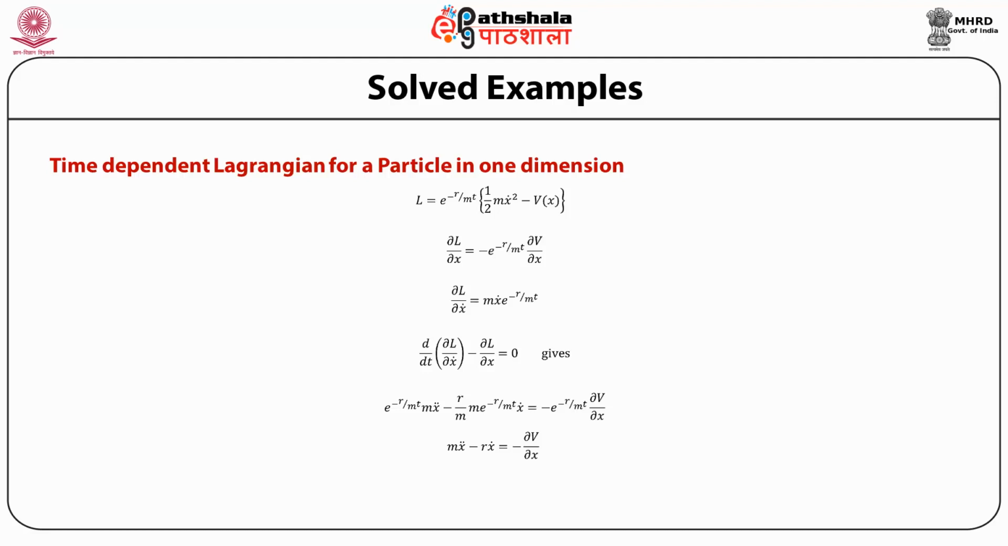And we can cancel out the common factor exponential of minus gamma by m t and the equation becomes m x double dot minus gamma x dot is equal to minus dV by dx, which you can recognize is the equation of a damped driven oscillator. So dV by dx is the force which is driving the oscillator and the damping force is proportional to the velocity which is minus gamma x dot.